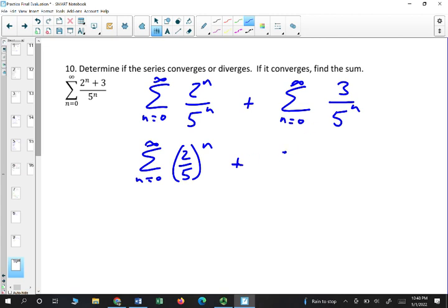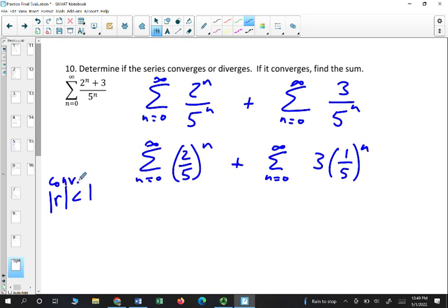The second one, we cannot say that they're both to the n. So here's one way to do it. We could say this is 3 times, and then we could have the 1 on top. So 1/5 to the n. Okay, so now both of these are in a geometric series form. Remember, for geometric series, if the absolute value of our common ratio is less than 1, we have a convergent geometric series. Okay, in this case, both ratios are less than 1.